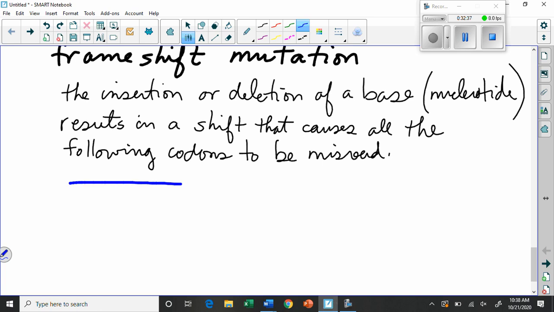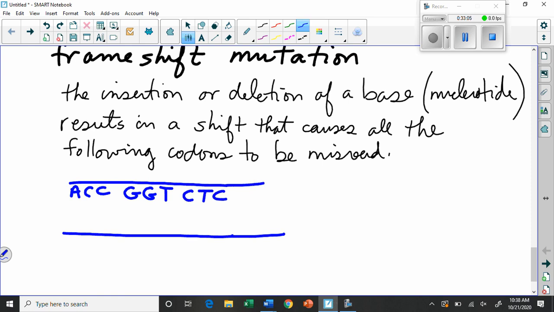Let's draw our original DNA here. And let's again start with our threonine. So we have the ACC on top. Then we have a G. GT was our original that we had. And then we have a CTC, I believe. Actually, I'm going to draw one more here just to show you. Oh, TCA. Sorry, you are right.